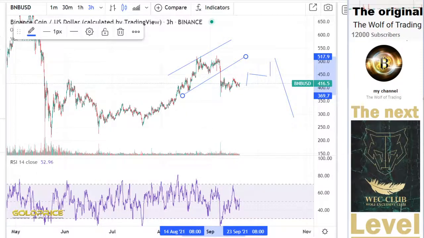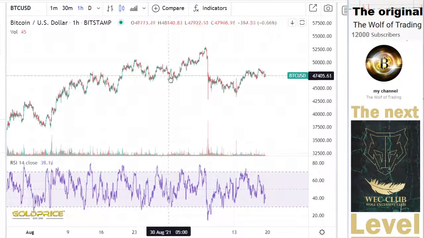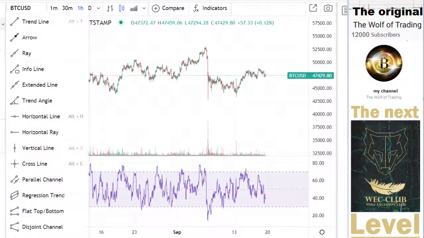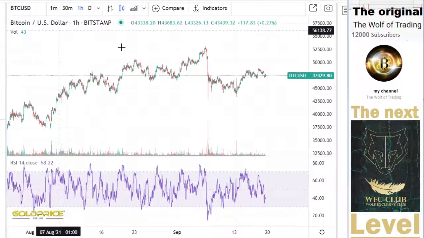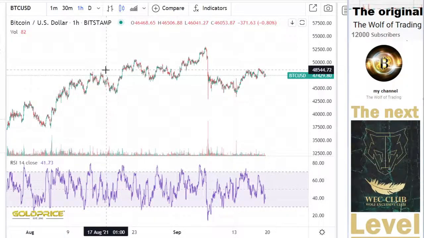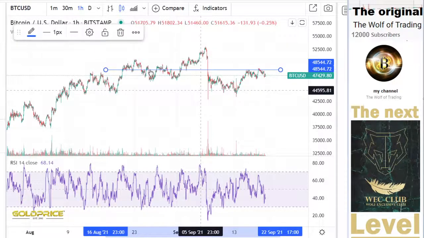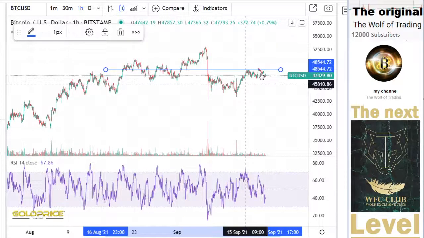Let's look more clearly at which situation we have here. I think we make here a retest. You can see the average of this between them and them is this here. So I think we make here only a retest.